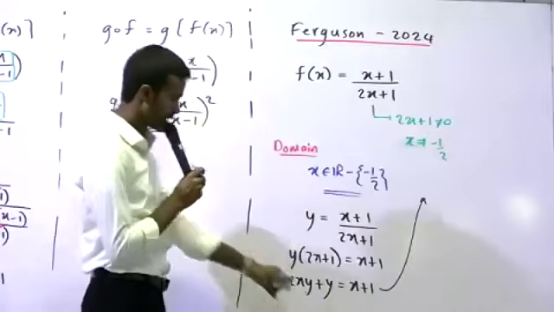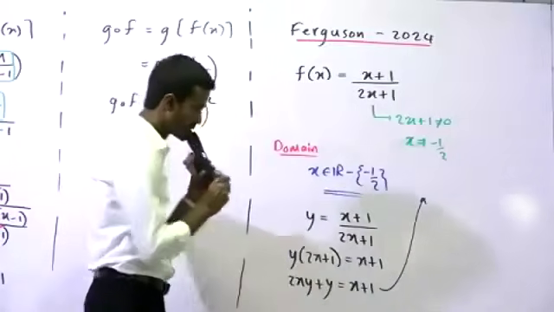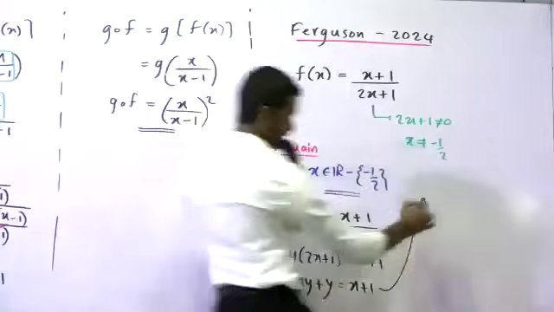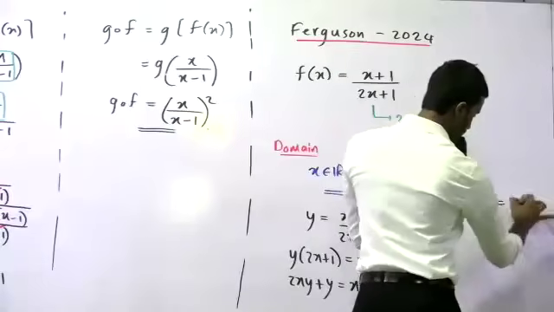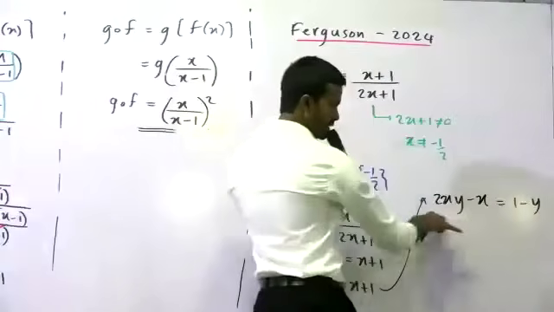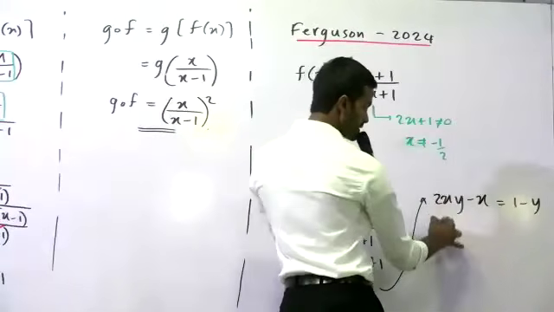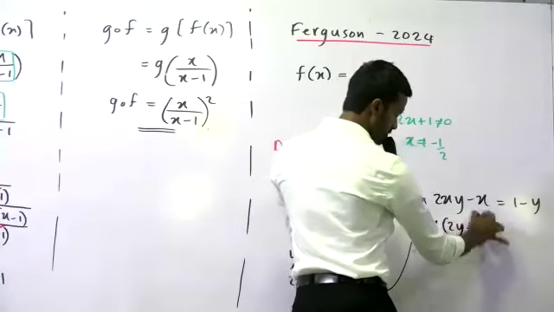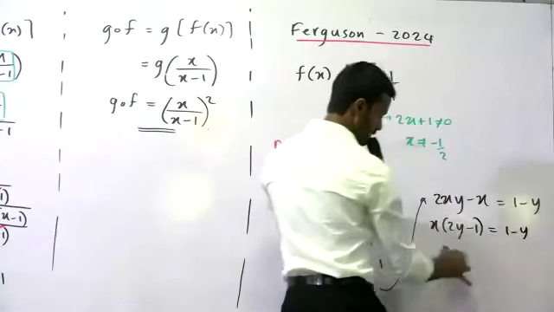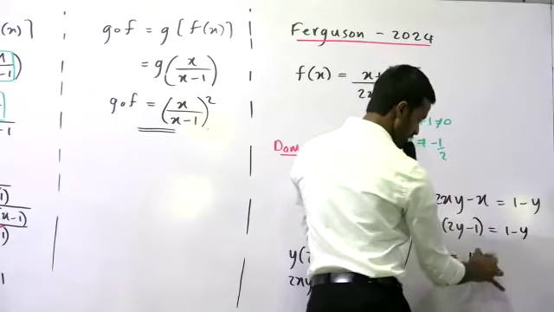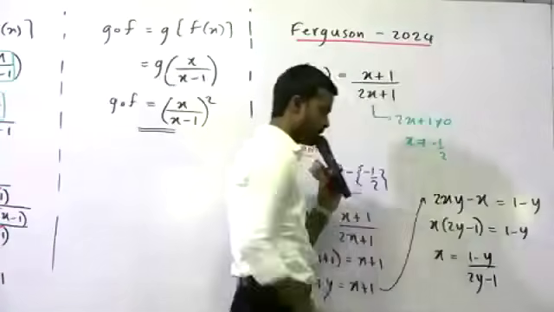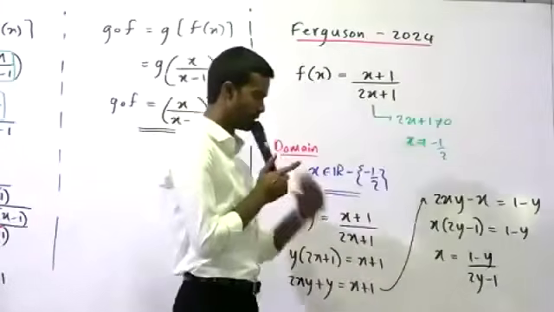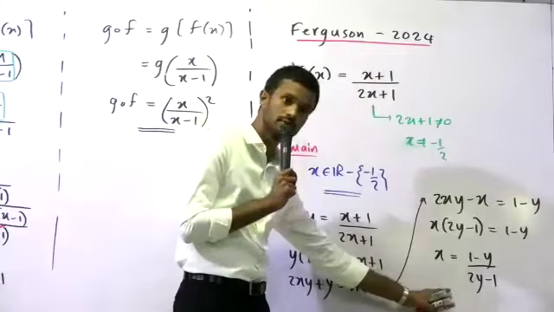So when you subject, the basic is to take all the x terms together. So take this x here: 2xy minus x is equal to 1 minus y. So here, when you take x out, it's x times 2y minus 1 equal to 1 minus y. So what is x? X is, later we want this for the inverse, x is equal to 1 minus y over 2y minus 1. Has everyone subjected x in this?